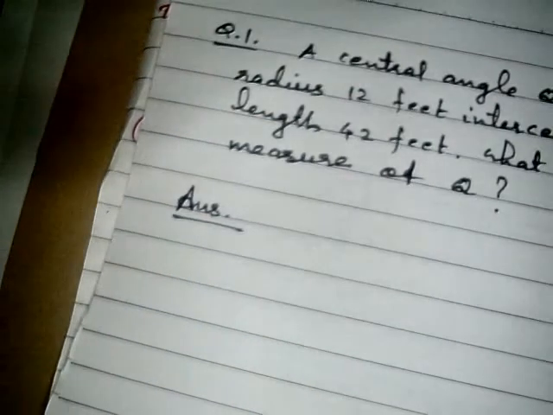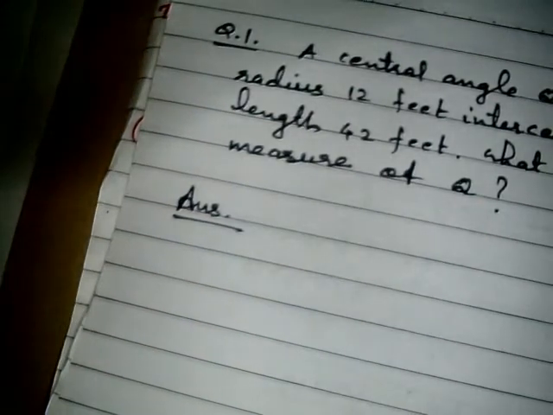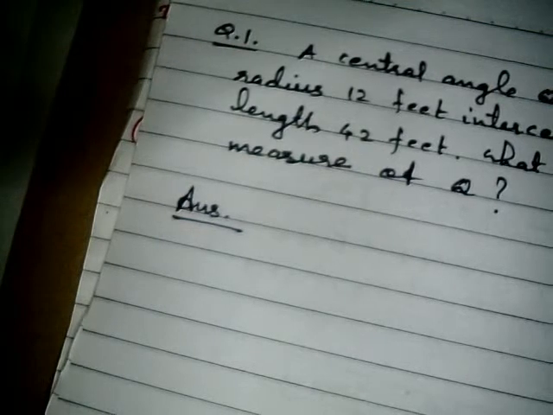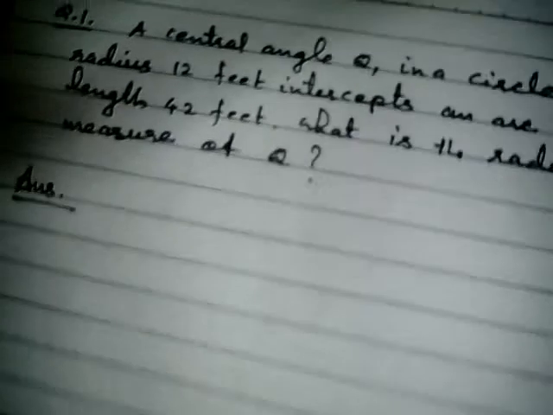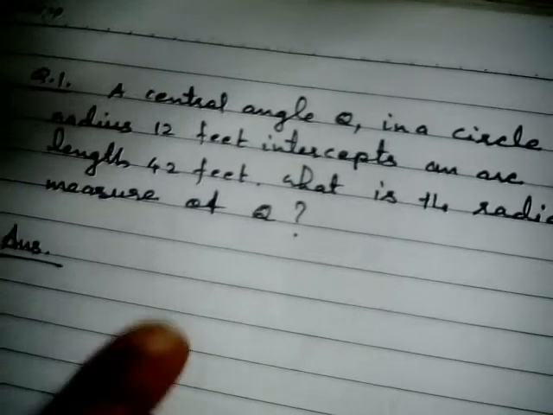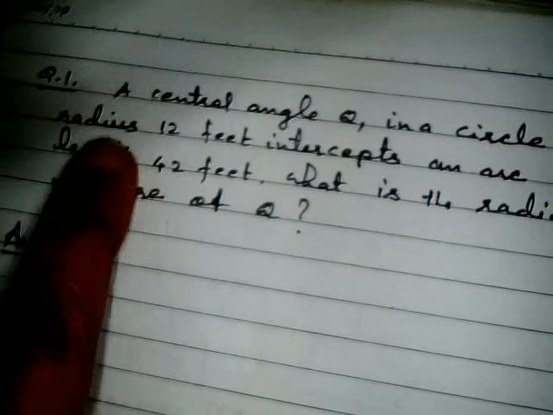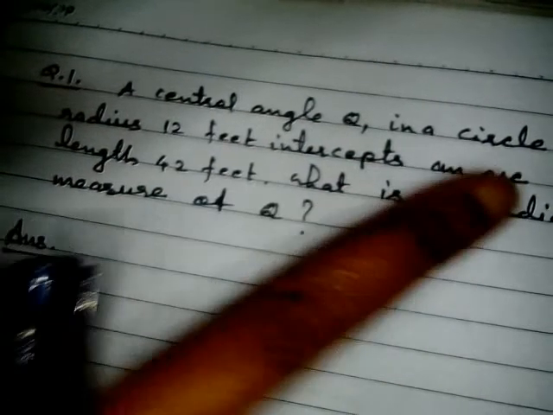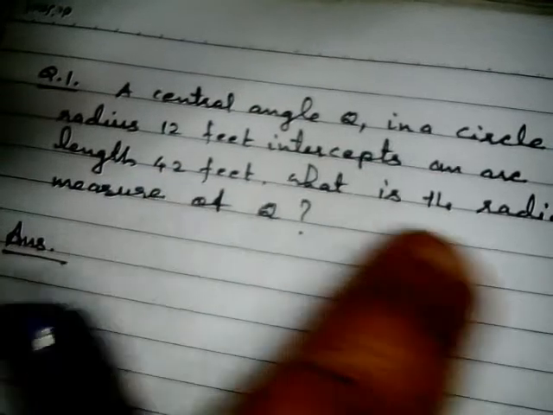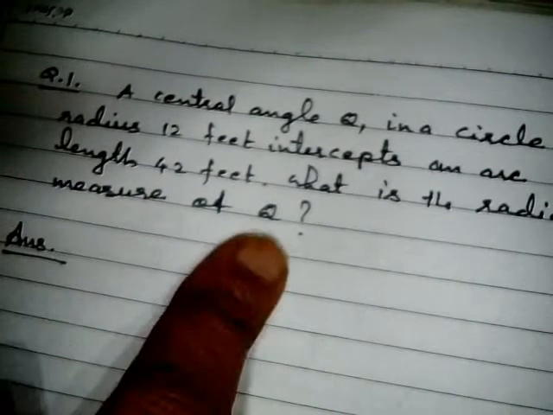Okay, in this video I am going to talk about one question which is based on the property and formula we discussed in the last video. The question is: a central angle theta in a circle of radius 12 feet intercepts an arc of length 42 feet. What is the radian measure of angle theta?